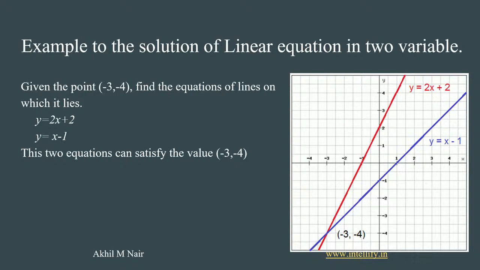Here is another similar example. Given a point (minus 3, minus 4), we have to find equations of lines on which it lies. y is equal to 2x plus 2 and y is equal to x minus 1. These two equations have a solution (minus 3, minus 4). Definitely these two equations have various other solutions, but (minus 3, minus 4) is a common solution to both of these equations.